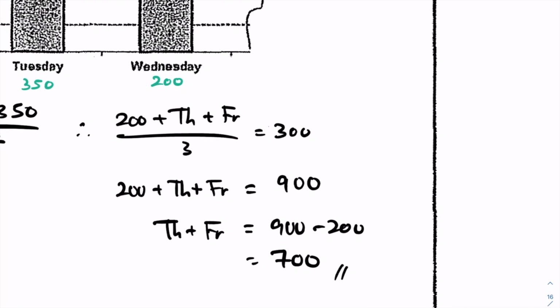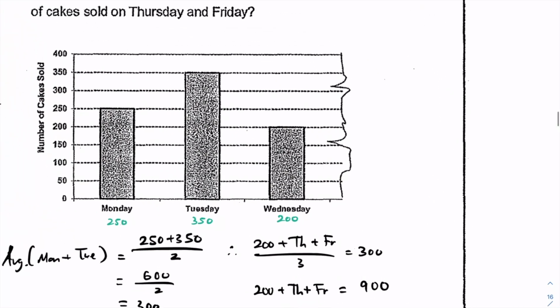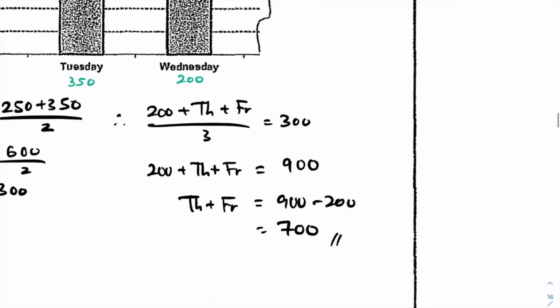So from here, we can form an equation. We're going to multiply by 3 to bring it to the right-hand side, so that's 900. So positive 200 goes over to become negative 200, that's 700. The question would like the total Thursday and Friday, therefore that leaves us with 700.